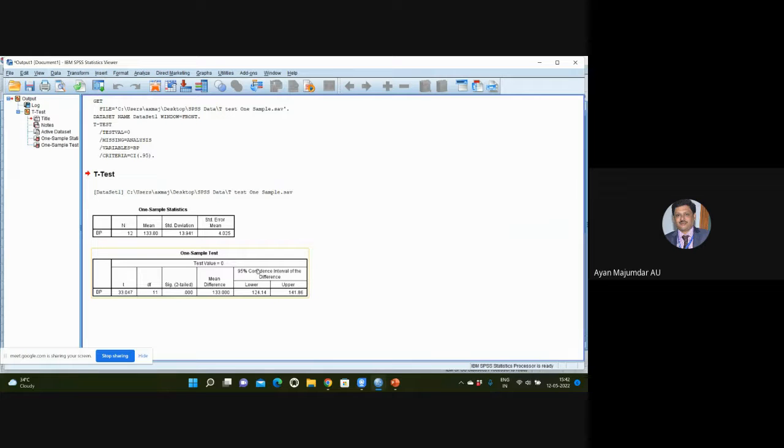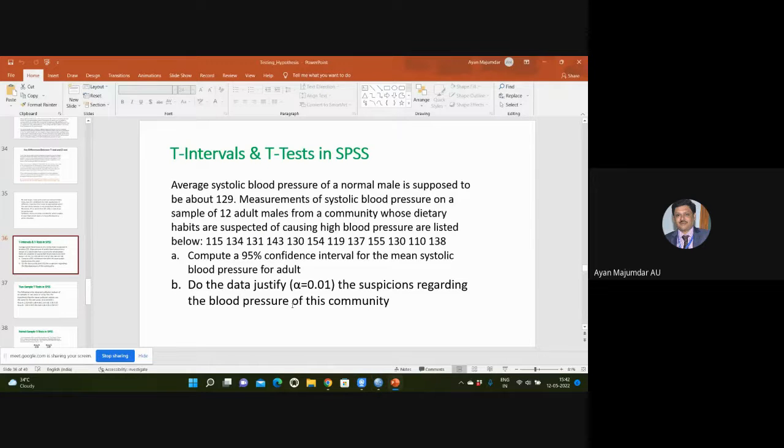In this one-sample test, there is a 95% confidence interval of the difference, lower and upper. So the blood pressure will range from 124 to as high as 142. This is how we calculate the range of the blood pressure. Though this is not a part of our topic, which is basically to test the hypothesis.